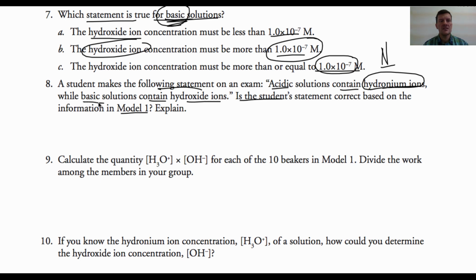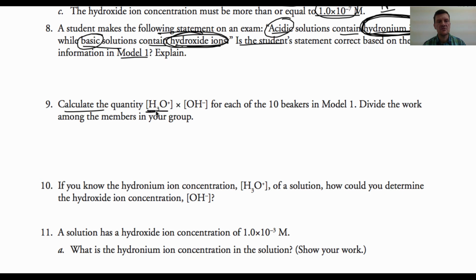And basic solutions contain hydroxide ions. That's true, but they also contain hydronium ions. It's just that the quantity is less. So it is a comparison. Which do you have more of? If you have more hydronium ions, if the concentration of hydronium ions is greater than hydroxide, then it's acidic. If your concentration of hydroxide is greater than the hydronium, then it's basic.